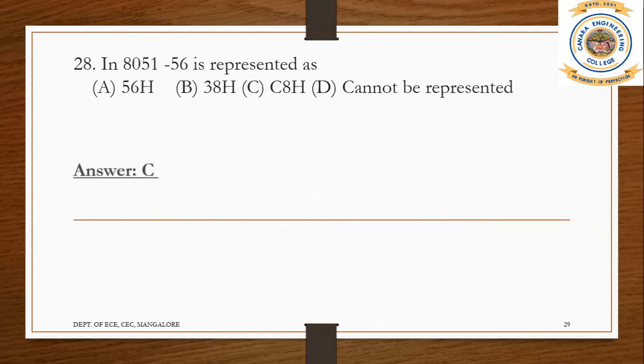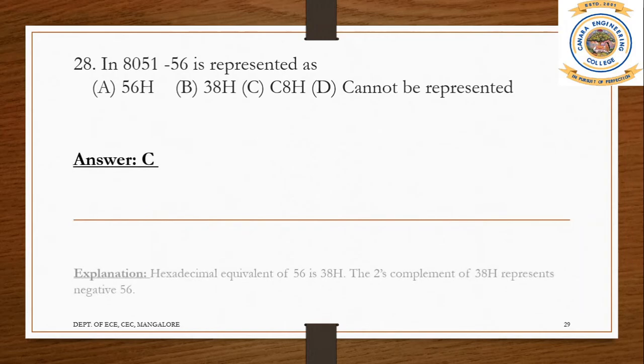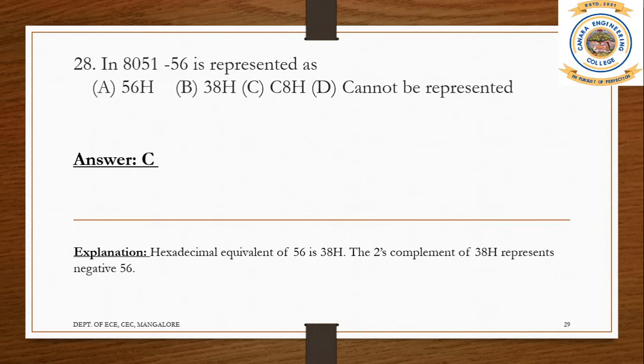I'll directly give you the answer. So here the answer will be C, and I'll explain how to get that. The hexadecimal equivalent of decimal 56 is 38H. But what I need is negative 56. So negative 56 is nothing but the 2's complement of 38H.